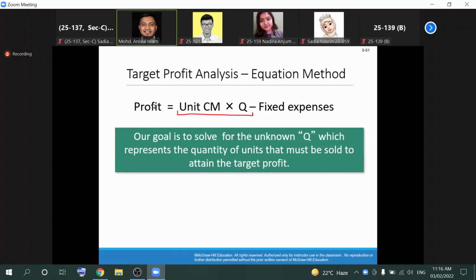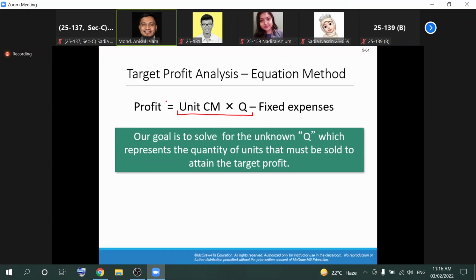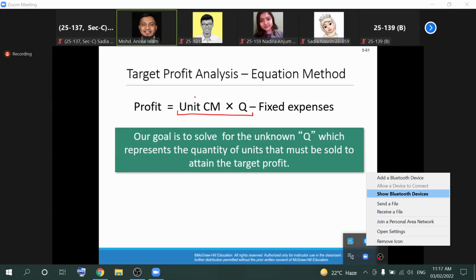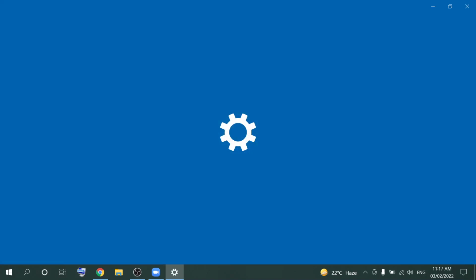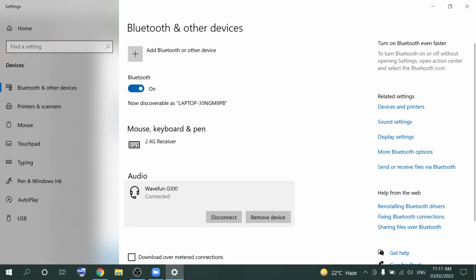Okay, but here our target profit is not zero. Our target profit is some positive number. Obviously, you do not expect a target loss, so you expect it to be a positive number. We have a target profit of this amount, and we want to solve for Q for that amount. So what can we do?